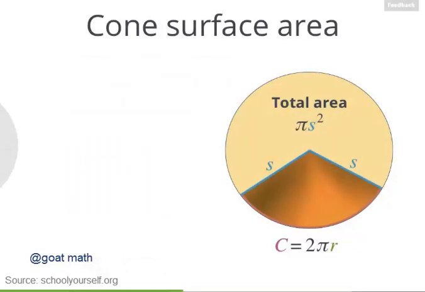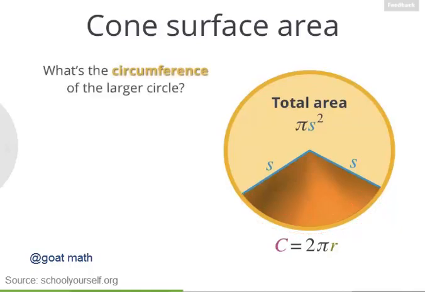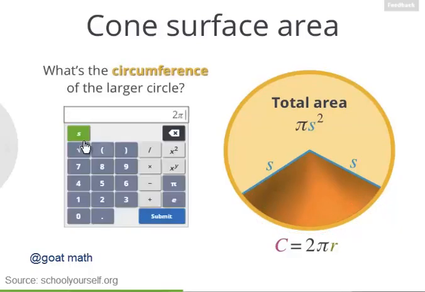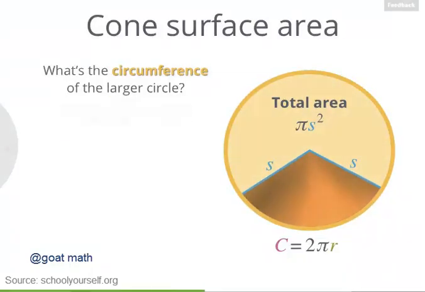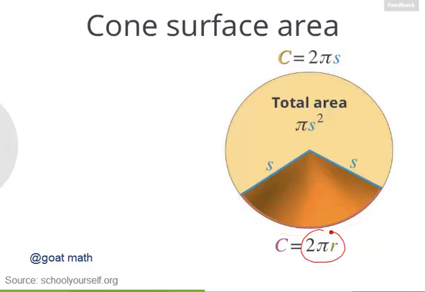Okay, so we want to find out what fraction of this circle is taken up by our lateral surface. One way to do that is to figure out what fraction of the circle's entire circumference is taken up by the arc of the lateral surface. So first, what's the circumference of this entire circle? Right, the circumference of this circle is 2 pi times its radius, which is s, so that's 2 pi s. Meanwhile, the length of the lateral surface's arc is 2 pi r.